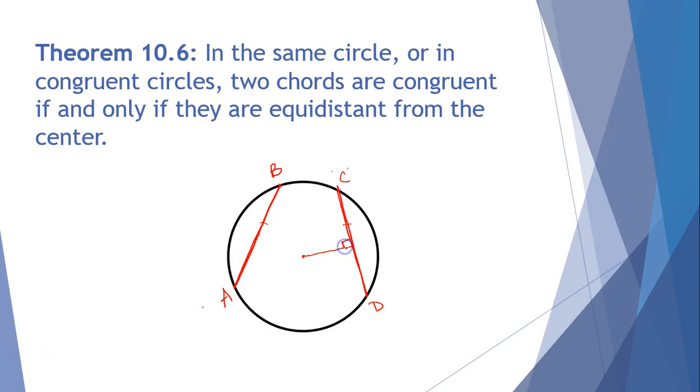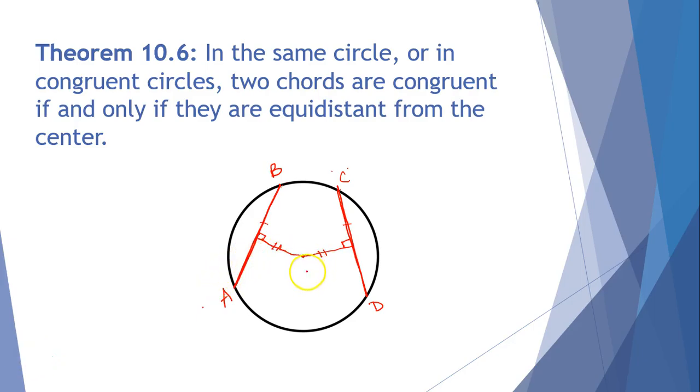Anytime you're equidistant from something, you are drawing a perpendicular line to the other one. So that's perpendicular to that. And then same here. Okay, so we know that these chords are equidistant from the center. So this line right here and this segment right here are congruent.